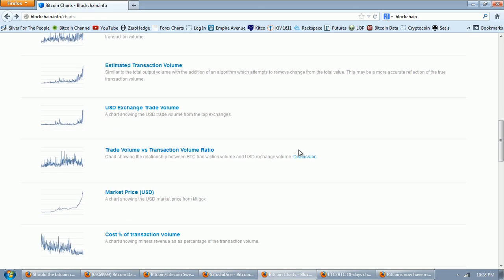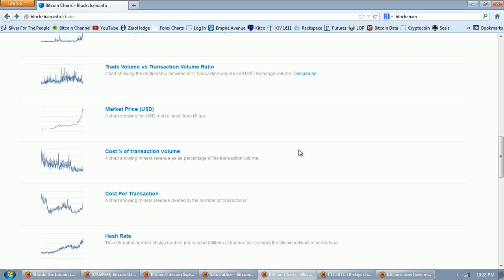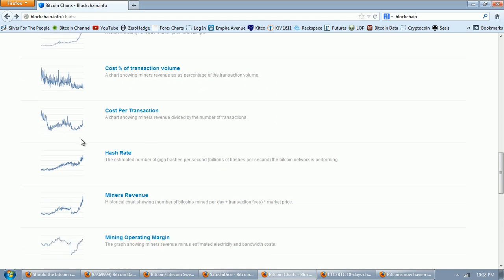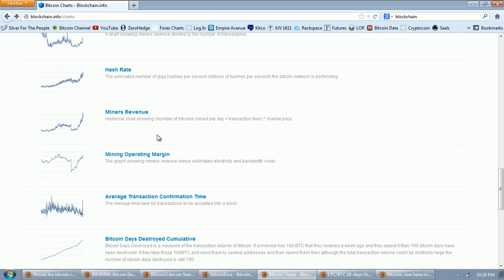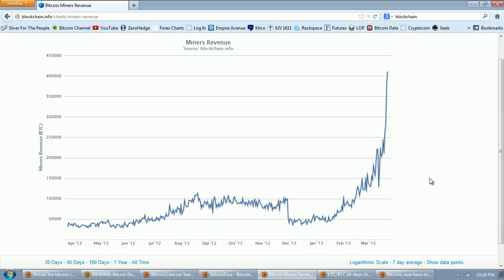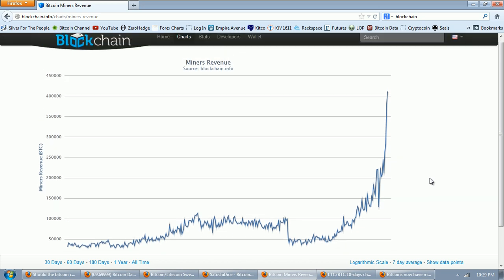The other one that I thought is kind of interesting here is the cost percentage of transaction volume. Chart showing miners' revenue as a percentage of the transaction volume. And there's cost per transaction. Now here's miners' revenue. So you can see that miners' revenue has significantly increased with this price increase. But what effect is the new ASIC mining, the Butterfly Labs ASIC miner, going to have? I don't know the answer to that either.